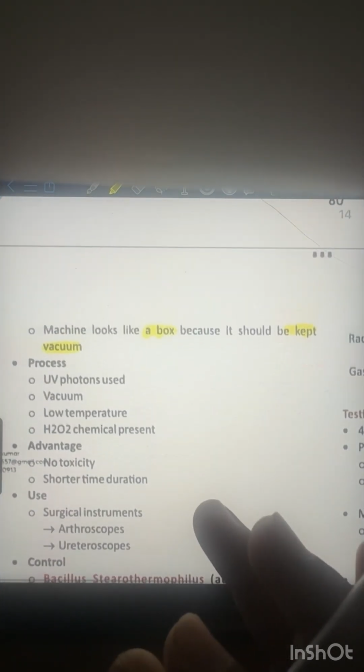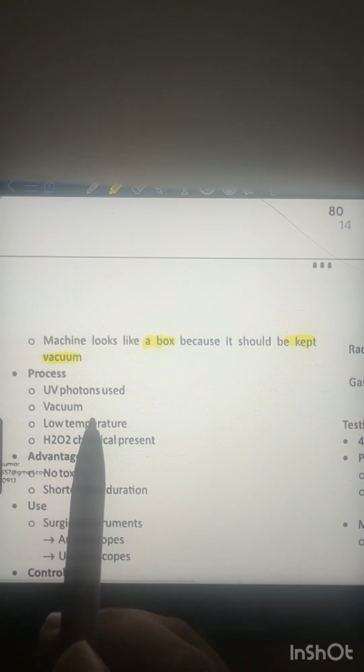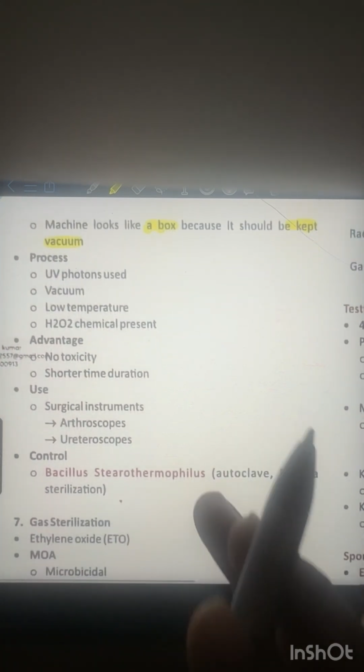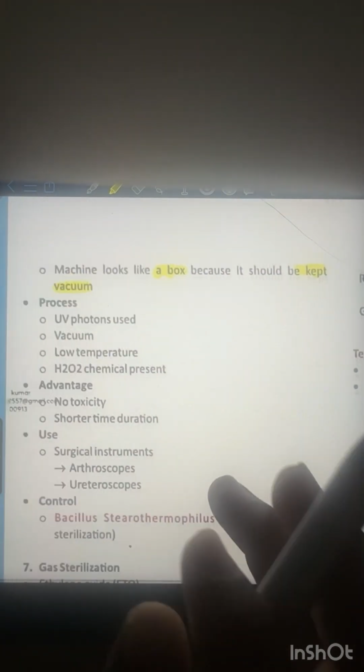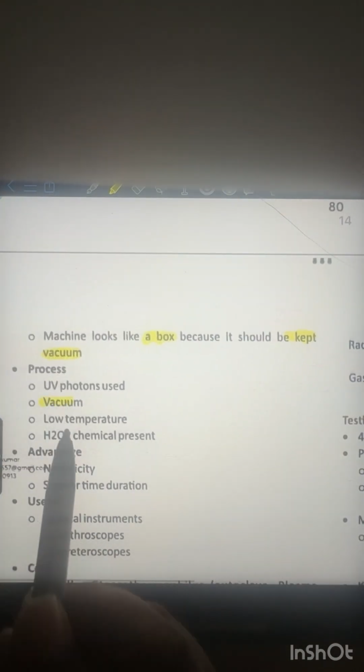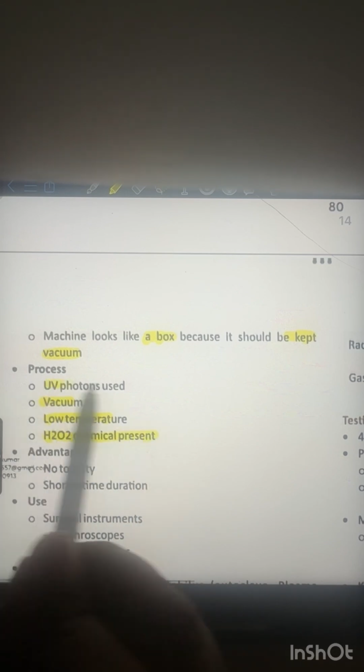What all is inside this white color box? Number 1, you have created an environment of low temperature. Secondly, you have created a vacuum situation. Thirdly, you are going to utilize UV photons. And what is the chemical mainly from which plasma will be created? H2O2. These 4 things you have to know, because they are expected questions. So it's not complicated. But you have other techniques also which you just told me.